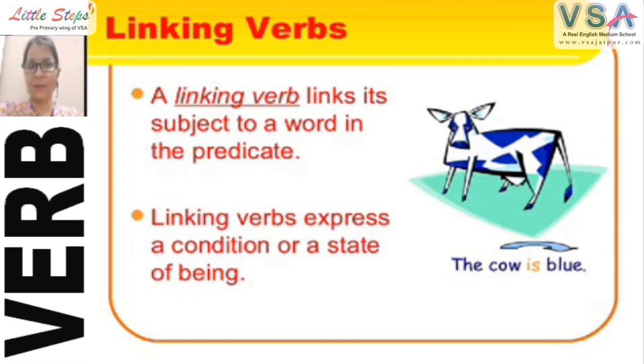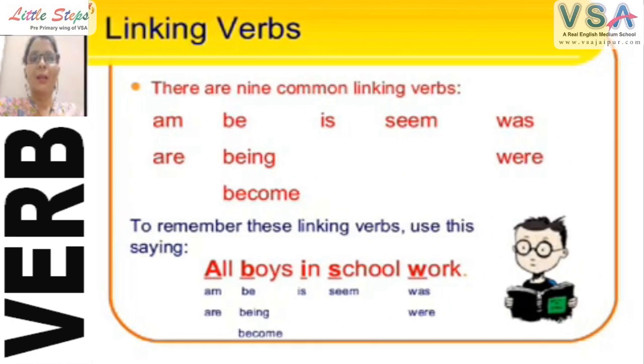लिंक करती है. Linking verbs express the condition and a state of being. और linking verb क्या express करते हैं? कंडीशन किसी भी चीज की और state of being की, कौन सी चीज किस तरीके की है या किस जगह पे है, that is expressed, और किस टाइम में है, that is expressed only by linking verbs. Linking verbs कितने हैं? 9 common linking verbs हैं.